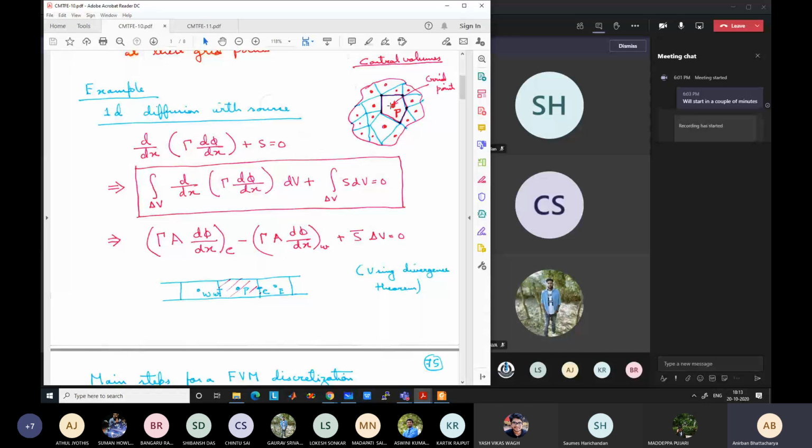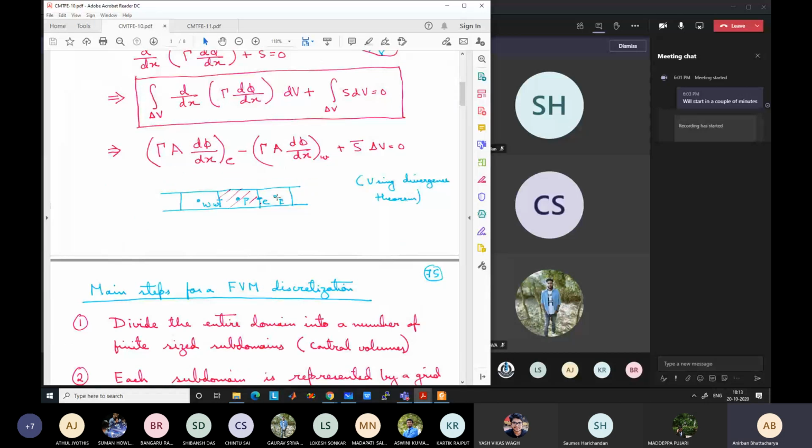Whereas for the finite difference method, there is no guarantee that overall conservation will be there. We can only guarantee that at any point the conservation will be there. Because we are taking the differential form of the equation, at any particular point the conservation of mass and momentum will hold. But if you sum up over the entire domain, there is no guarantee that mass, momentum and things like that will be conserved. That is one important difference.